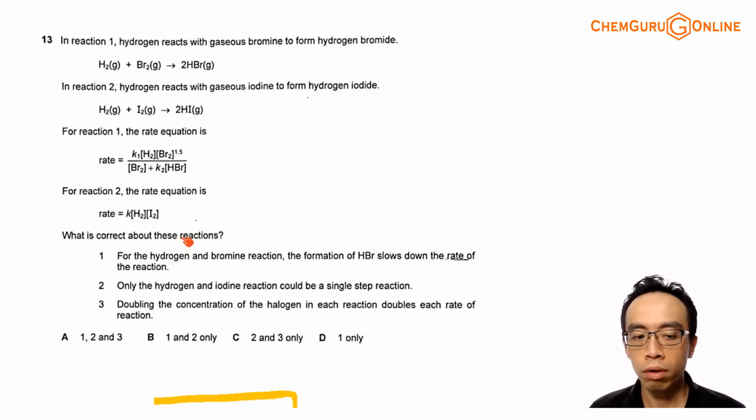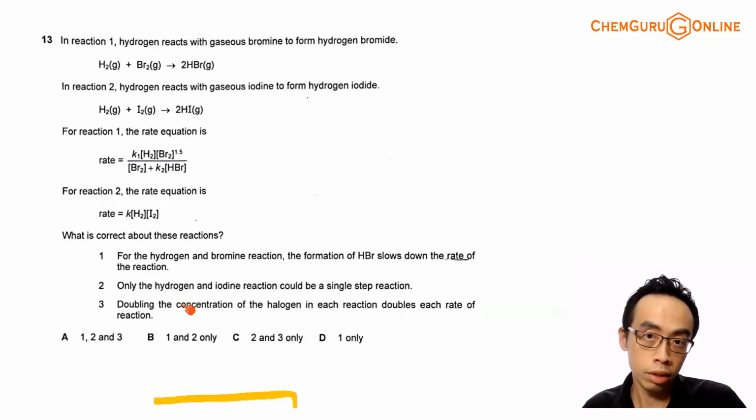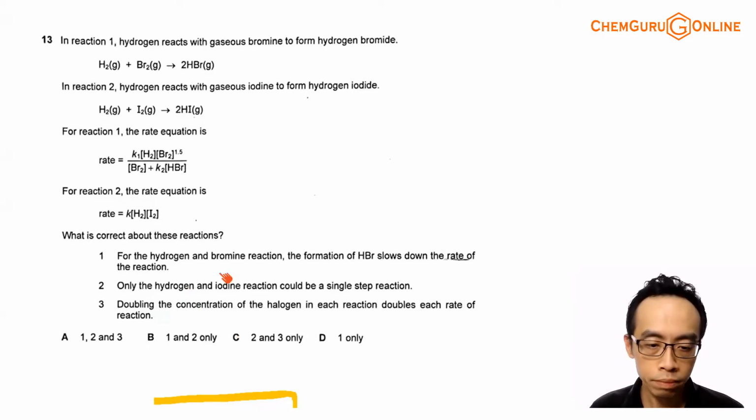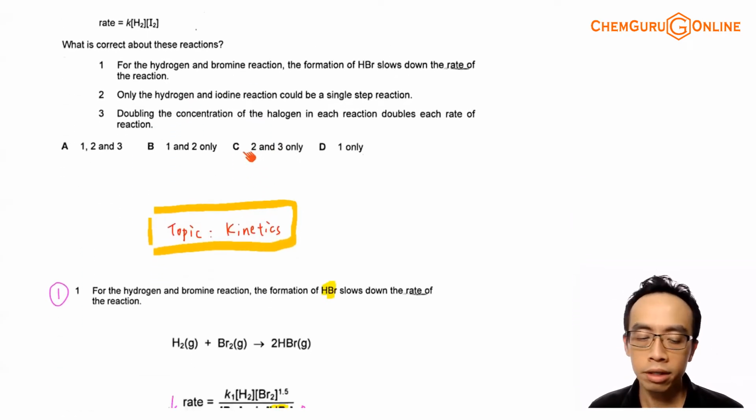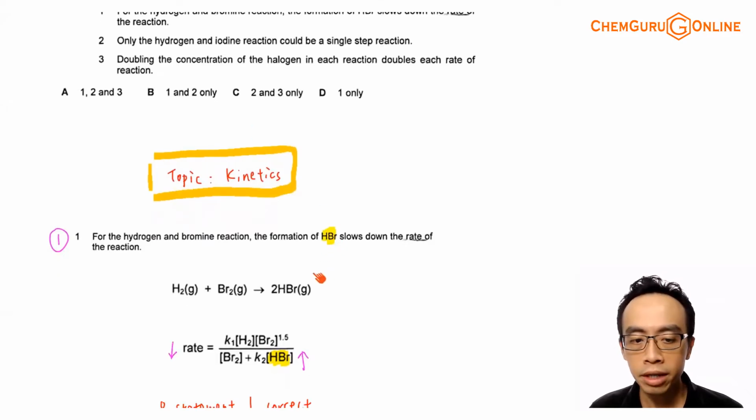Now, what is correct about these reactions? Statement number 1: for the hydrogen and bromine reaction, formation of HBr slows down the rate of the reaction. Statement number 2: only the hydrogen and iodine reaction could be a single-step reaction. Statement number 3: doubling the concentration of the halogen in each reaction doubles each rate of reaction. So we want to determine which of these statements are correct, then we can answer this question. Of course, the topic tested in this question will be under kinetics.